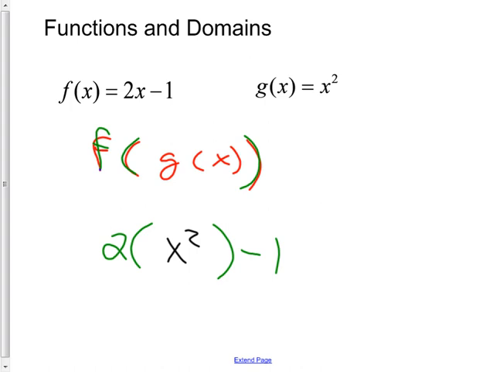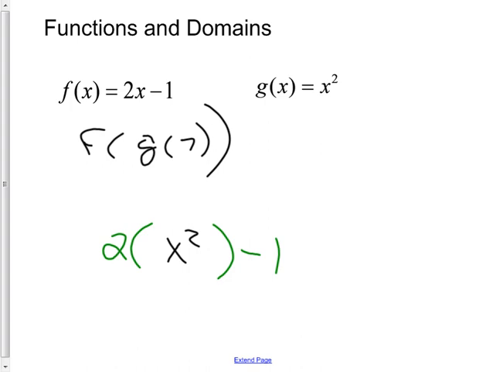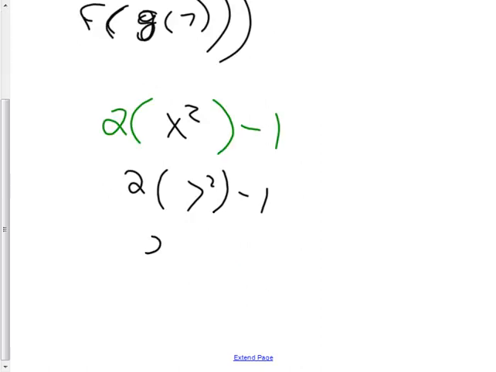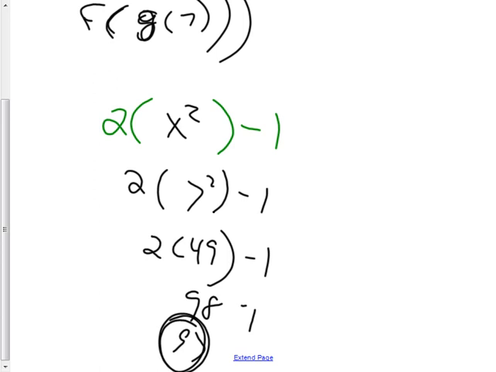All right, so now would you please figure out for me, if that's f of g of x, what's f of g of 7? F of g of 7. So then that's 2 times 7 squared minus 1. So that's 2 times 49 minus 1. And then that's 98 minus 1. So it'd be 97. Raise your hand if you had 97. Okay, good. So that's the idea of f of g of x.